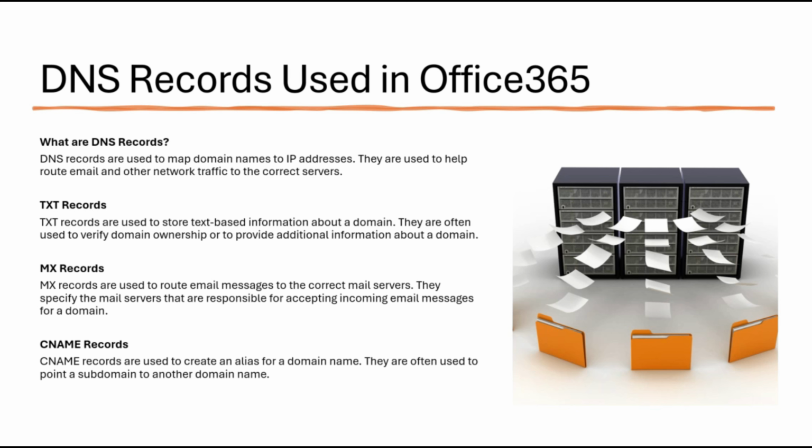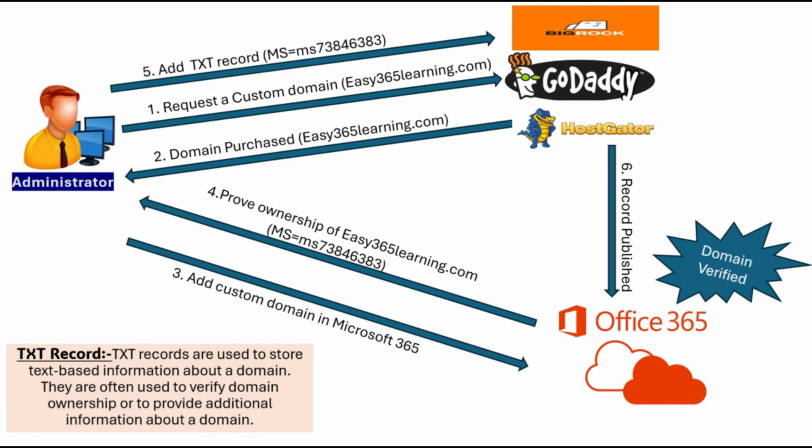Let's understand these DNS records through some examples. Let's take a scenario where an administrator requests a custom domain from a DNS host, and that DNS host can be GoDaddy, HostGator, BigRock, or any other DNS host. So this person will create an account in GoDaddy or any other DNS registrar site, and once this person creates an account there, he will look for a domain. For example, in this case, he's looking for easy365learning.com. So if that particular domain is available, he can purchase that domain.